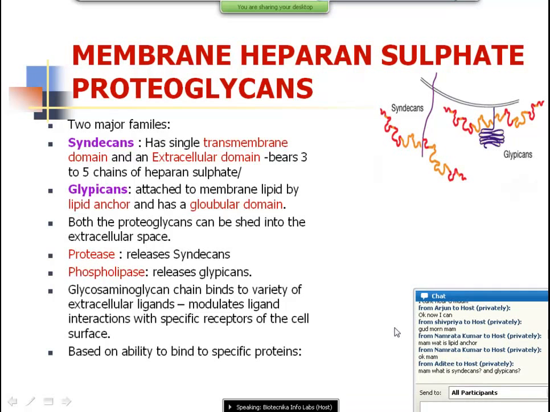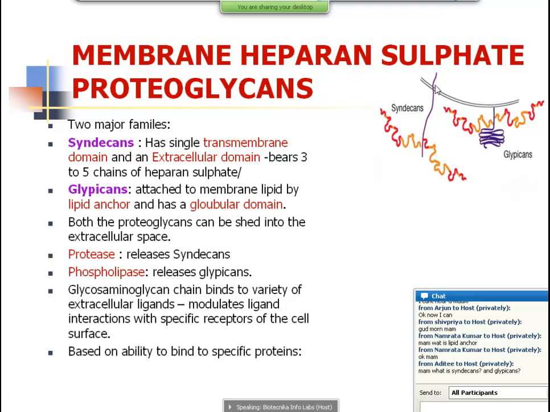I'll repeat for those of you who have not understood. The proteoglycans can exist in two major categories. One is the syndicans and the other is glypicans. Both of them are bound to the membrane surface, and syndicans are like a long thread. Their core protein is present as a long thread where some portion of the core protein is a transmembrane domain and some of it is the extracellular domain.